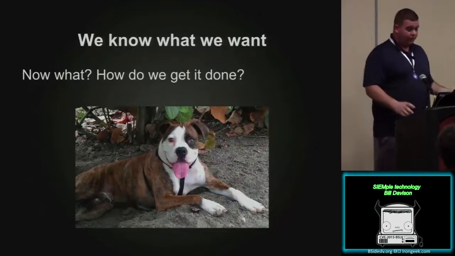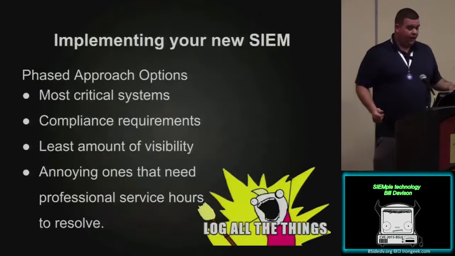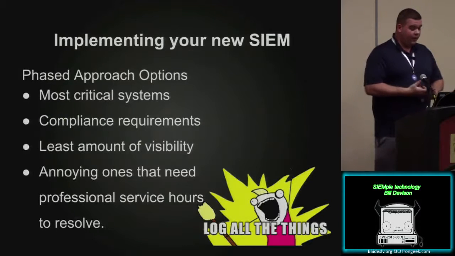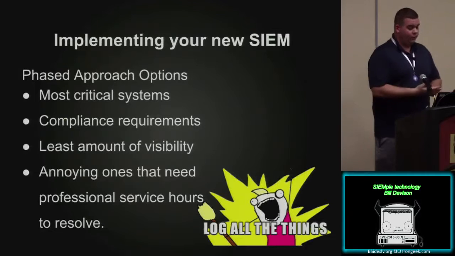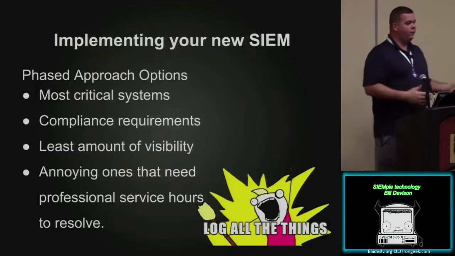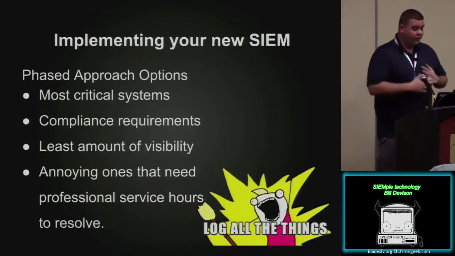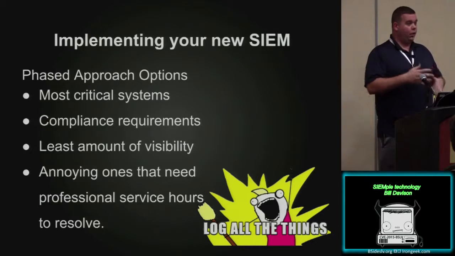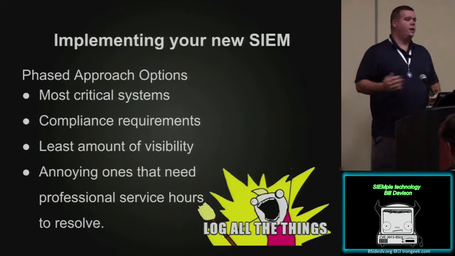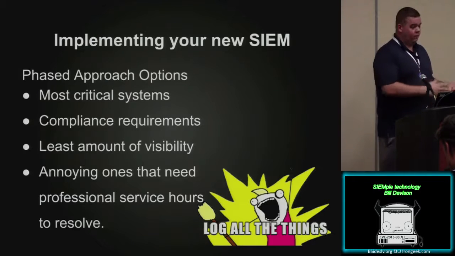All right. So now we know what we want. How do we get that done? First off, as far as implementing, as I suggested with Sisyphus' comment earlier, you want to do phase approaches. Now, this could be the most critical systems in your environment. This can be the ones that have compliance requirements. This could be the least amount of visibility in your network that you'd like to see, or the ones that aren't being logged and parsed properly, so you require either getting a VAR in there or spending a lot of time to parse it properly so you can see in your environment.